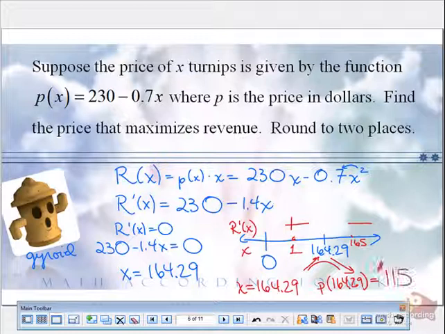Notice that we got a decimal value, 164.29. So you may be asked to find out what 164 is and what 165 is, because it doesn't make sense to have 0.29 of a turnip. So you find the whole numbers surrounding it, and based on which of those two gives you the maximum revenue, that's the number you go with. I don't know if our book makes you do that, but just as a heads up, you can't have a negative value there. But that's what they would do in real life, is you go around that number.